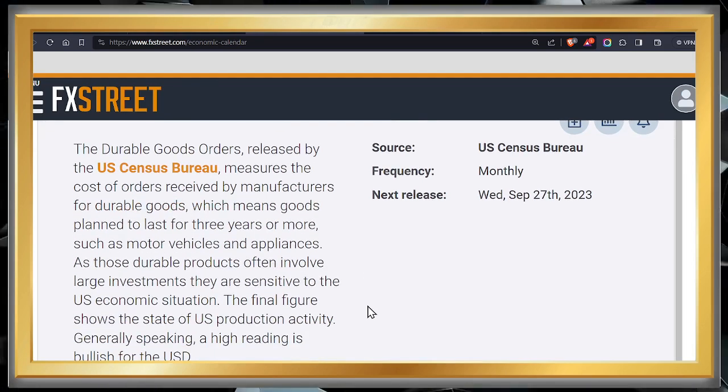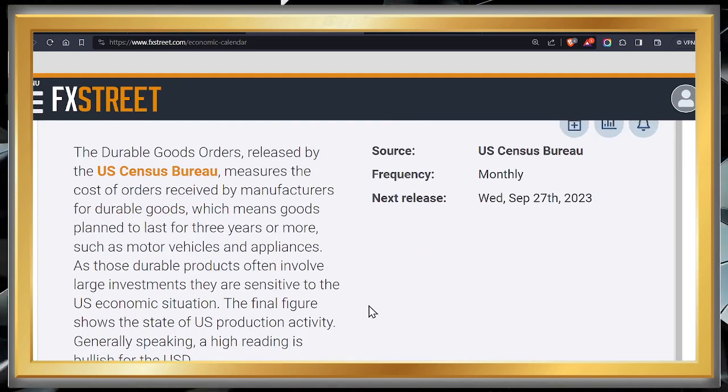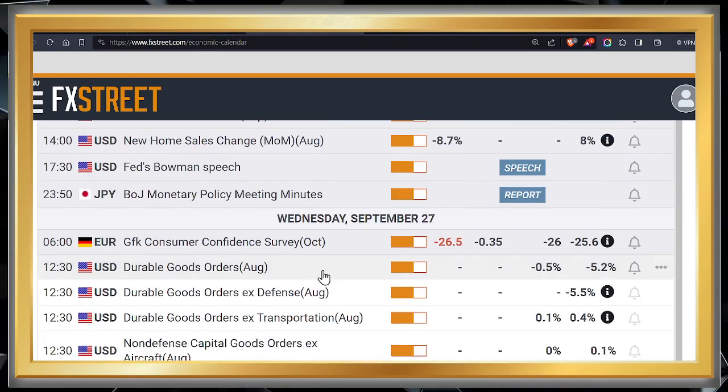And generally speaking, the final figure shows the state of US production activity, and a high reading is considered as positive for the US economy, which will dovetail to some sentiments in favor of the US dollar. Now, the previous data that came in for the month of July was minus 5.2%, which was not an encouraging figure at all. And economists are projecting that we are likely going to be having a minus 0.5%.